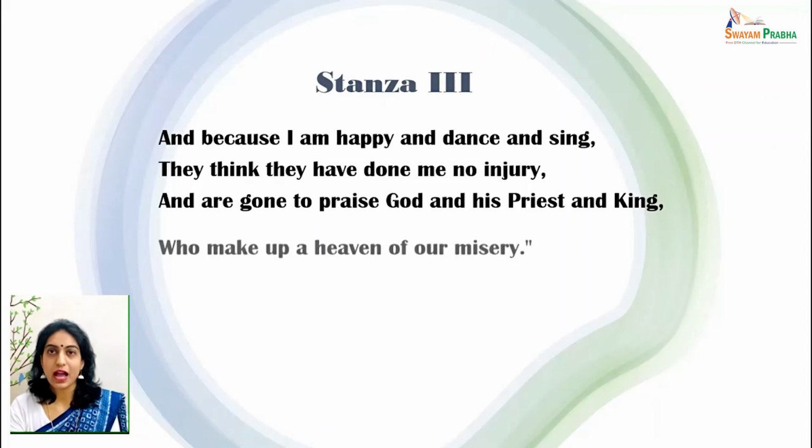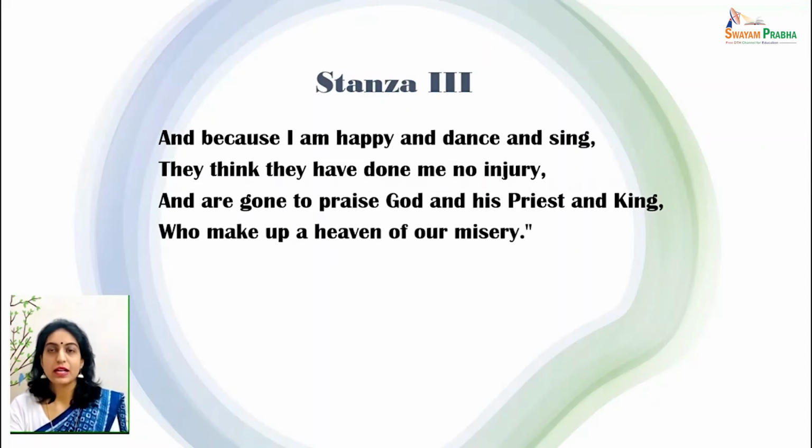"And because I am happy and dance and sing, they think they have done me no injury, and are gone to praise God and his priest and king, who make up a heaven of our misery." Now, the child rationalizes his thoughts here and says that because he is happy, so he means to say that he looks happy, and he dances and sings because he is a child. They think they have not done any wrong to him. So he has complaints for them, but he also tries to defend them by saying that they think they have not done any injustice to the child.